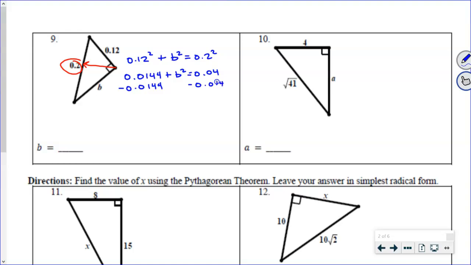And aren't you glad we get to use calculators? Because we get b squared is equal to 0.04 minus 0.0144, which is 0.0256. Undo the square by taking the square root, and we have b is equal to 0.16.